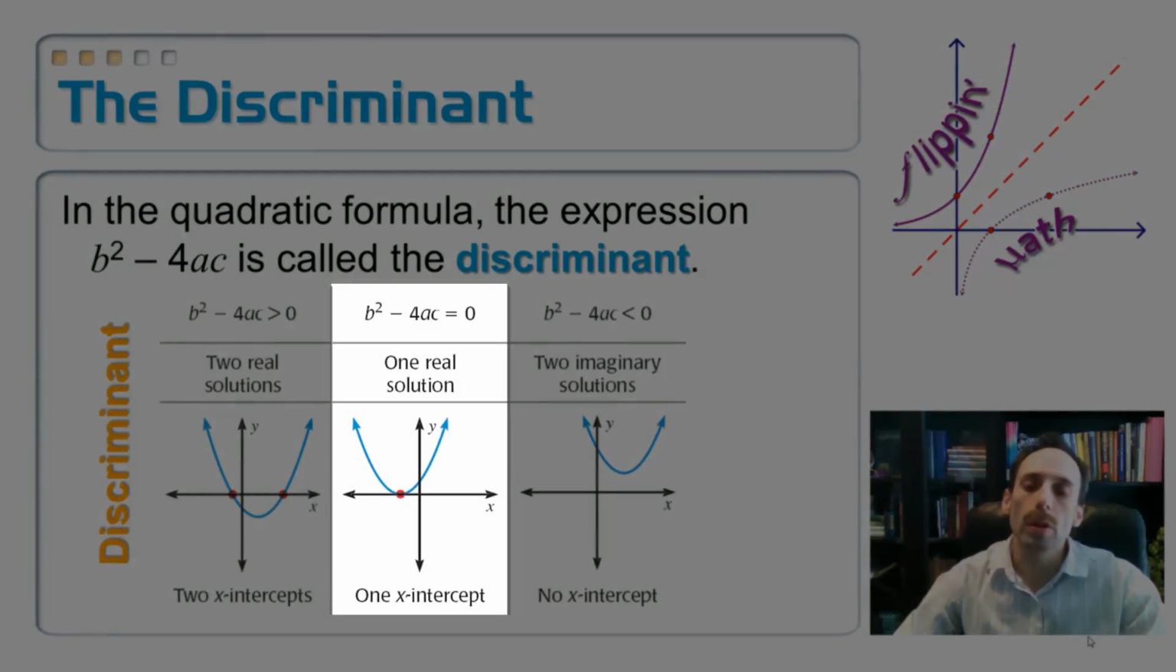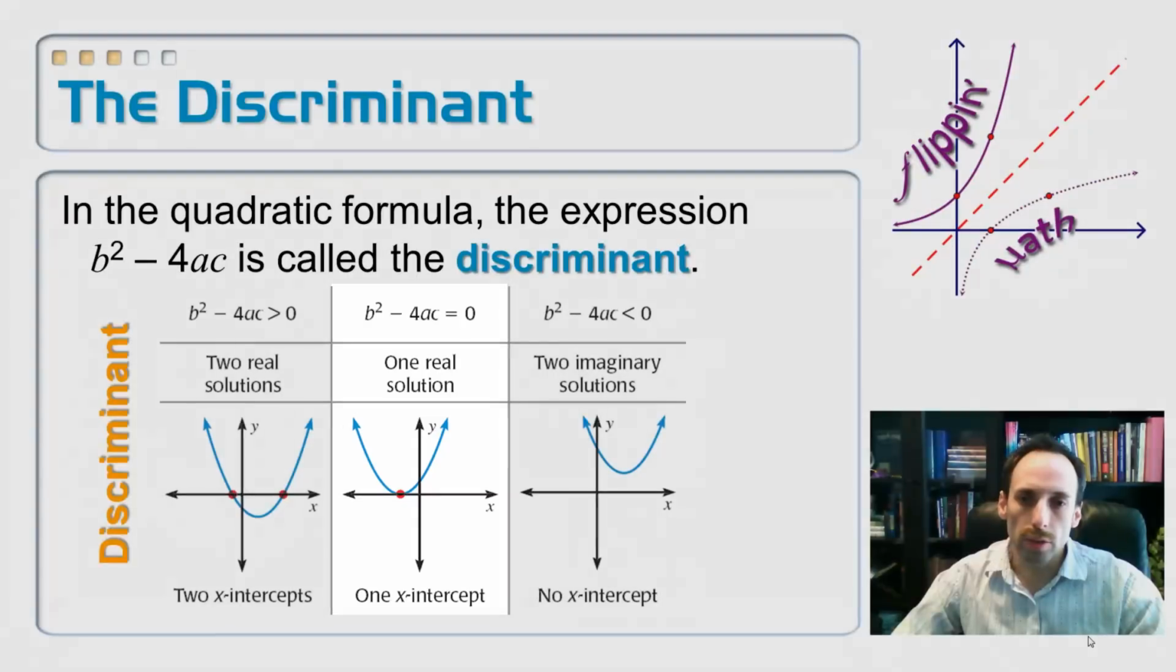Okay, if b squared minus 4ac is equal to 0, it's right there in the middle, we're going to only have 1 real solution, because that square root is going to disappear, and then I am just left with some sort of fraction. And if I look at the parabola, I have 1 x-intercept. That's where the vertex is going to touch the x-axis.